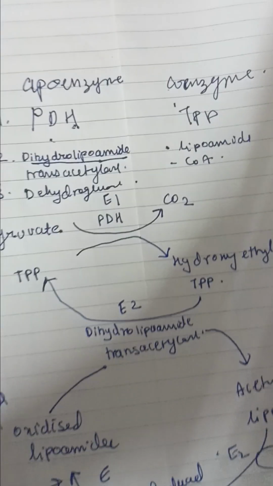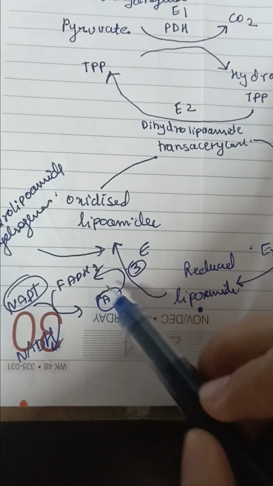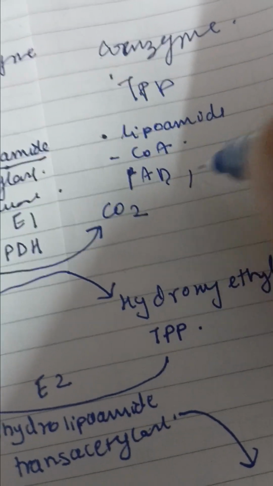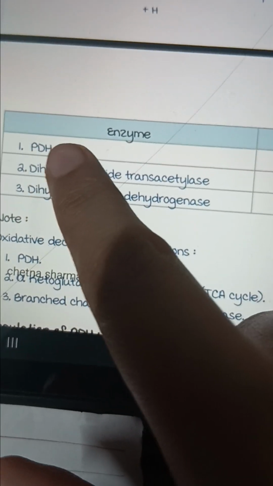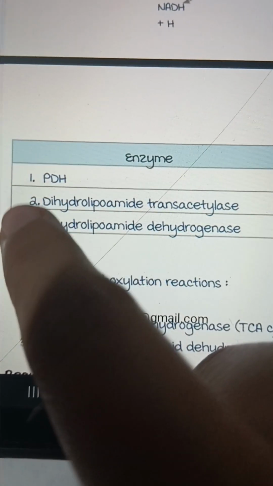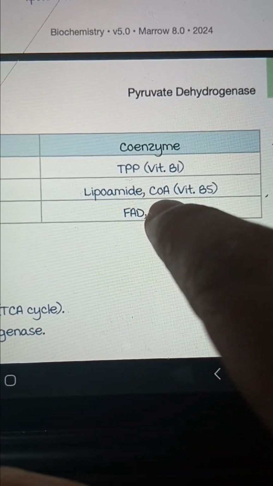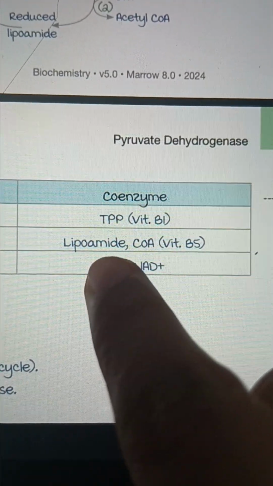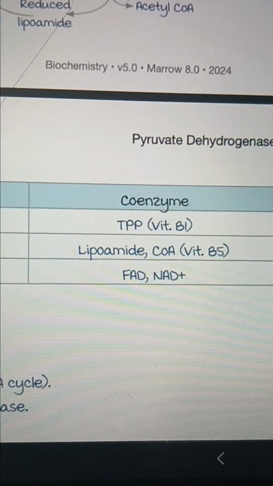And what are the coenzymes for it? We can clearly see that FAD and NAD+ are the coenzymes for this. So we will write down FAD and NAD+. So in this table you can see that the pyruvate dehydrogenase enzyme has the coenzyme TPP, which is vitamin B1. Next we have dihydrolipoamide transacetylase, which has coenzymes lipoamide and coenzyme A, very clear, and dihydrolipoamide dehydrogenase with the coenzymes FAD and NAD+. That's it about this video.